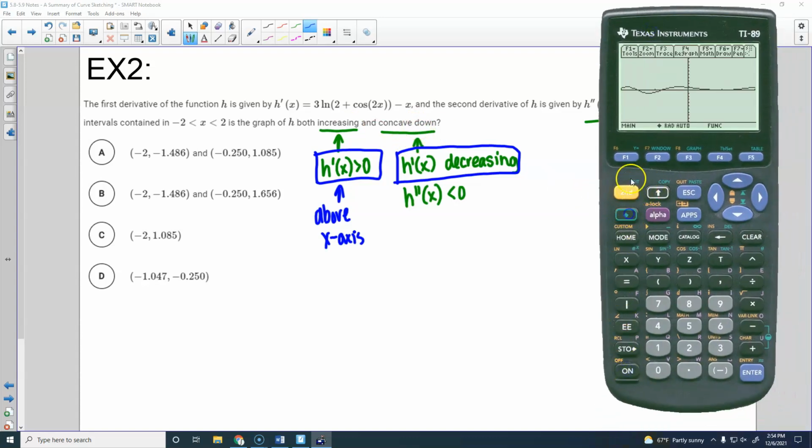Okay, so three natural log of 2 plus cosine 2x minus x. Oh, let me delete out that. Okay. All right, I think I've got everything in correctly. I'm going to hit graph. We're only looking from -2 to 2, which thankfully I already had in there.